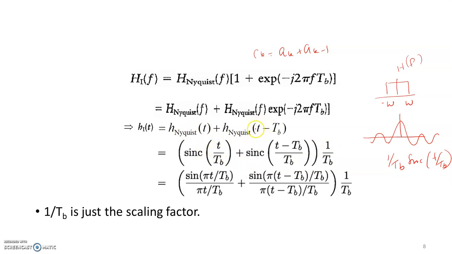So what will be h Nyquist of t minus Tb? You just replace t by t minus Tb, so sinc of t minus Tb by Tb into 1 by Tb. This 1 by Tb is common to both the terms. Then you have the expression in the form sinc of x. What is sinc of x? Sinc of x I can write as sin pi x by pi x. Similarly, in the other term you again have the form sinc of x, so you can write it as sin pi x by pi x.